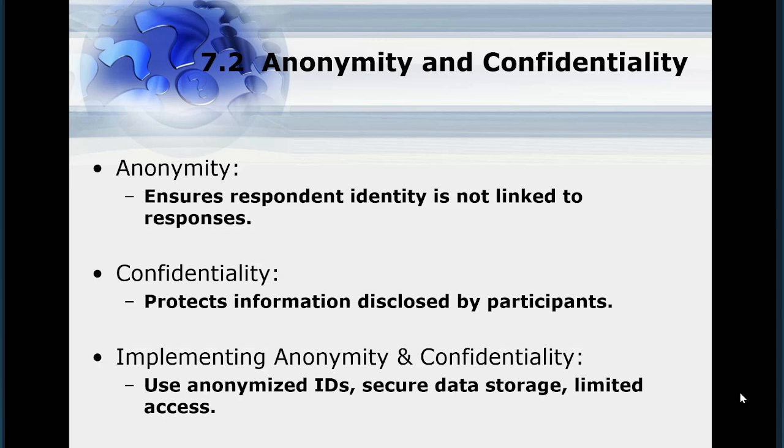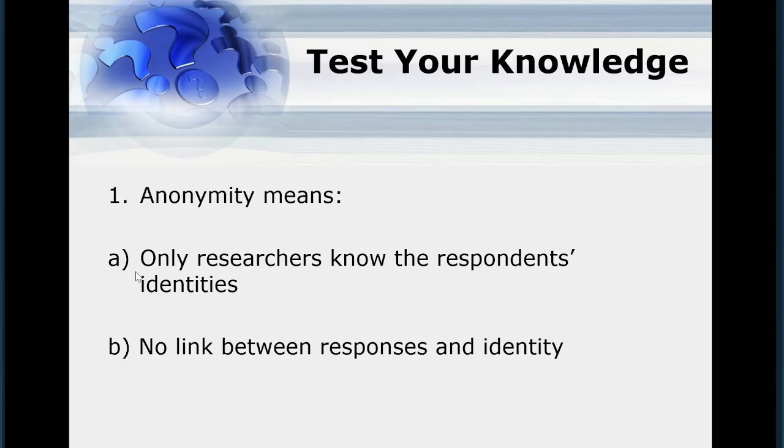Techniques for maintaining these standards include using anonymized IDs for each respondent, storing data in secure databases, and limiting access to only essential personnel. These measures help build participant trust, which in turn improves response accuracy and research reliability. Anonymity means there is no link between responses and identity.